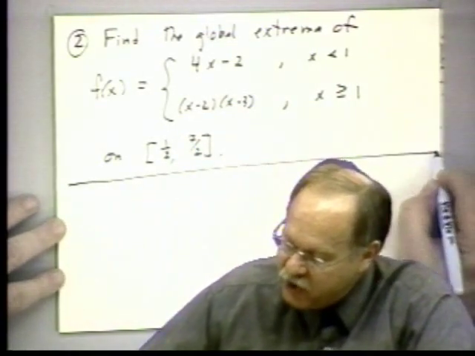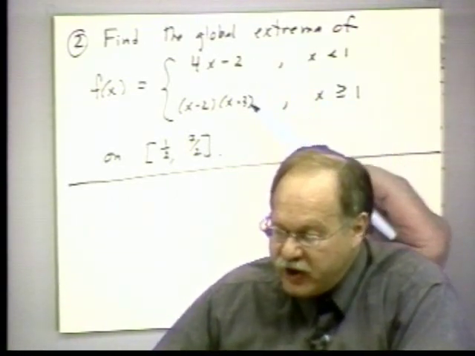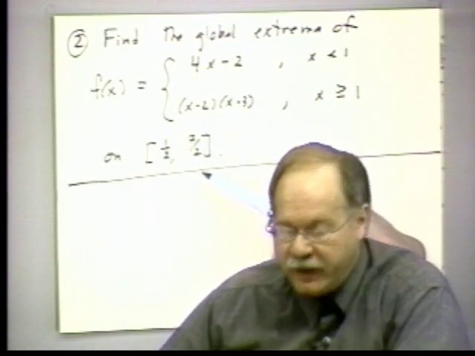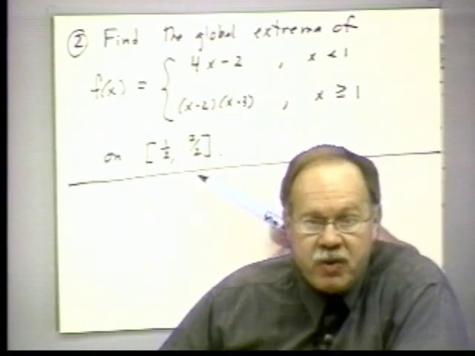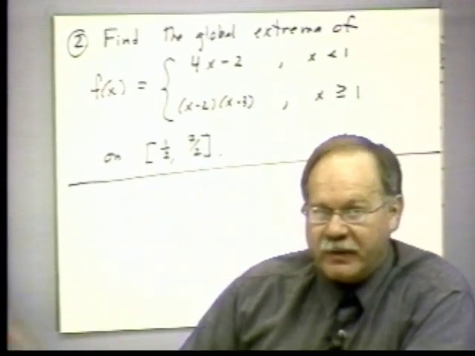Now if this function is continuous, and you'll have to check that yourself, if this is continuous on the closed interval, then you're guaranteed a global max and a global min. If it's not continuous, who knows what might happen. So see what you can do in finding these two extrema.